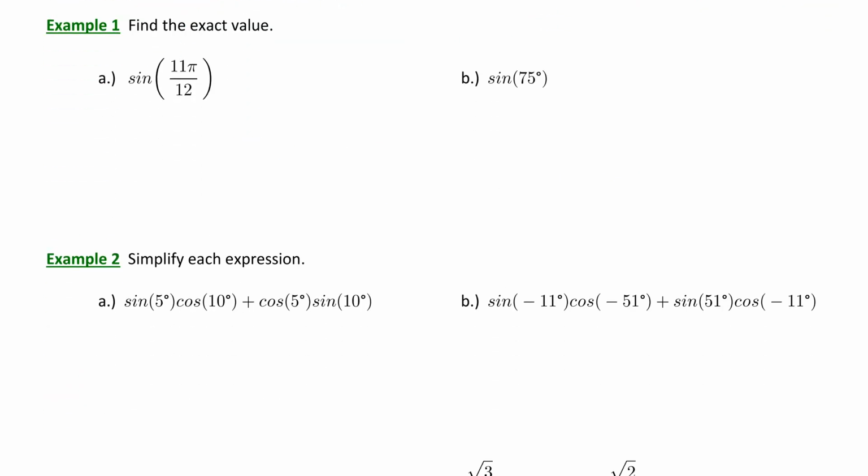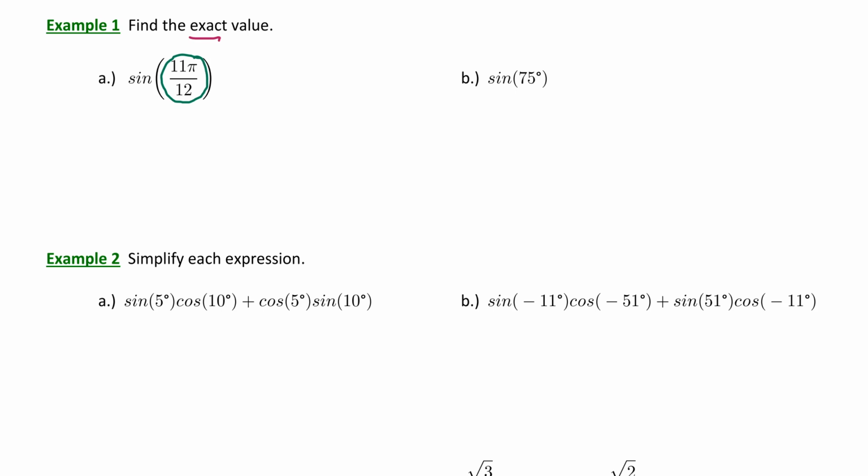In example 1, we want to find the exact value of the trig function. This means we want to evaluate it without approximation or rounding. So we can attempt to express the argument as either the sum or difference of two common angles on the unit circle. Notice 11 pi over 12 is not a common angle on the unit circle. So we need to learn how to express this as either a sum or a difference. So I'm going to start with the sum because that's generally a little bit easier.